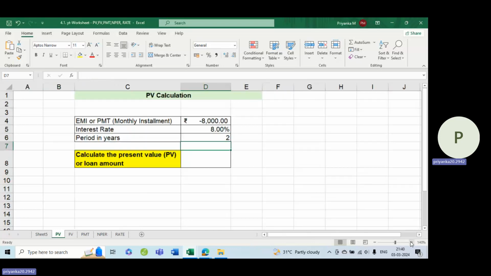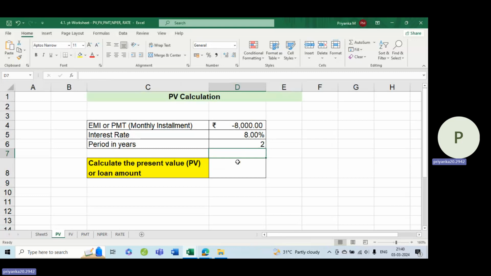So the first problem is like we have been provided with the EMI or PMT, which is a monthly installment of 8,000 rupees. Always remember one thing: whenever it is a cash outflow, that is, whenever you're paying something, we have to introduce a minus symbol here. Otherwise, you'll be getting a value here as negative. I'll show you it later. Always remember you have to introduce a negative sign. So the interest rate is 8% and the period is 2 years.